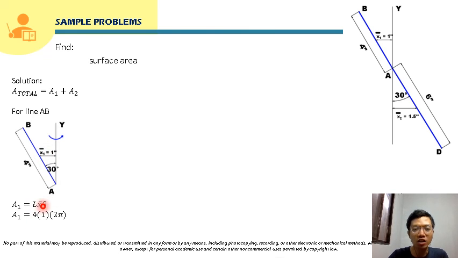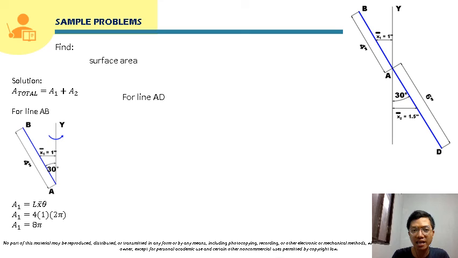So our theta here is 2 pi. So we are going to revolve this once. Okay, so that will be 2 pi. That will be 1 revolution. So solving for A1, this will just be 4 times 1 times 2 pi. That will be 8 pi. So this will now be the area generated by revolving the first line.